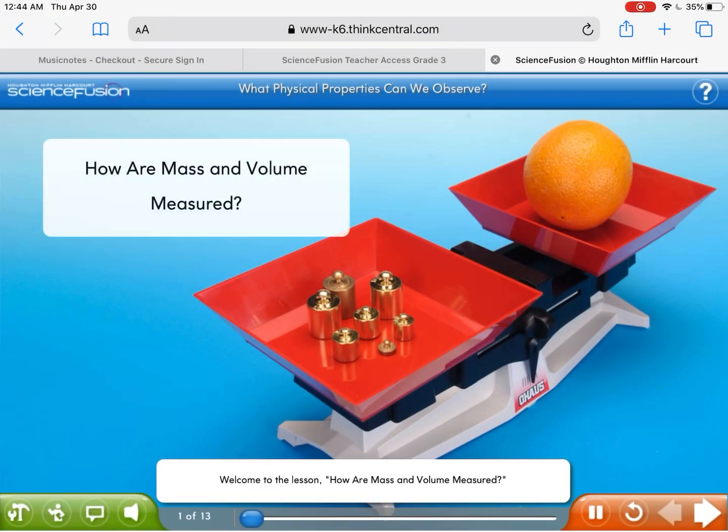Welcome to the lesson, How are Mass and Volume Measured? In this lesson, you are going to investigate how properties such as mass and volume can be found.